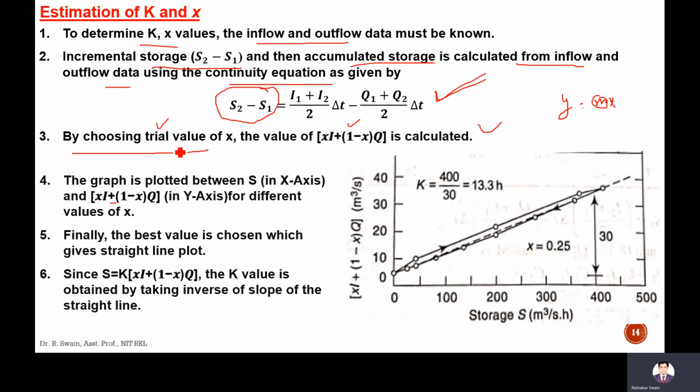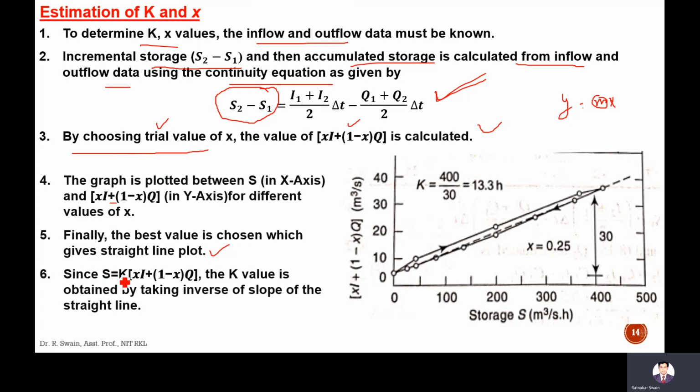We have to choose different trial values of x, not only one value, and check whether the line is straight, a curve, or a loop. If it is nearly a straight line, then that x value will be the final value. Finally, the best value is chosen, which gives the straight line plot.